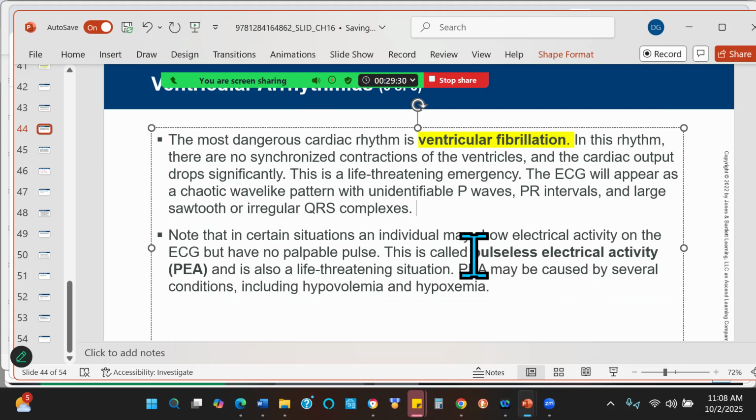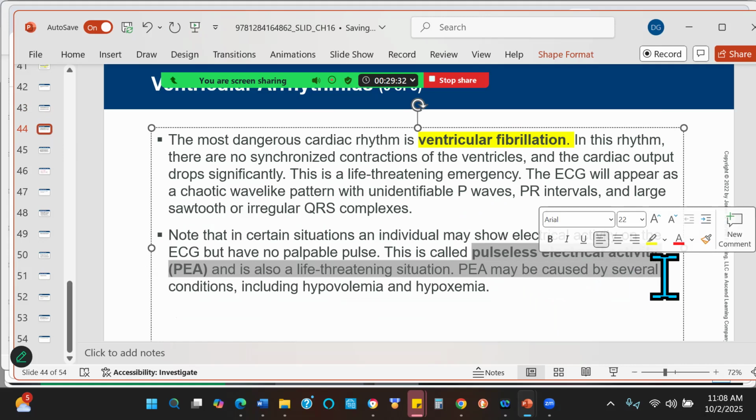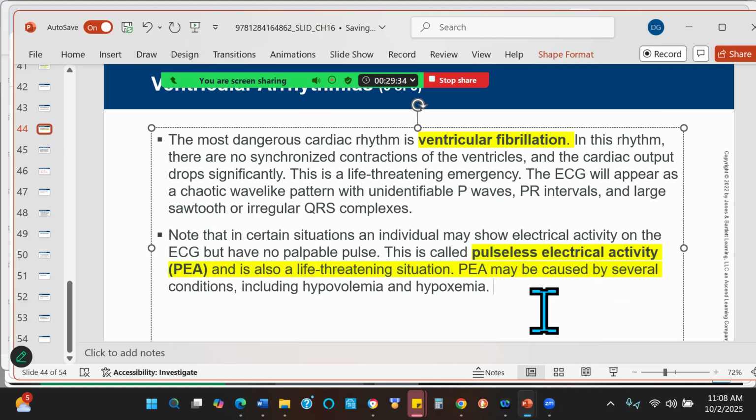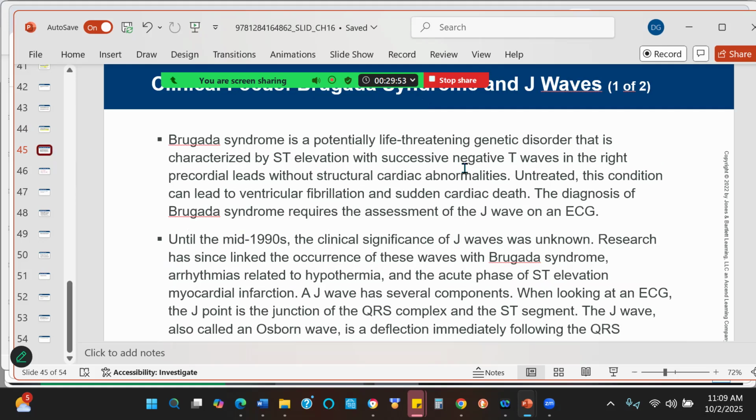There's also a rhythm called pulseless electrical activity, PEA. That one's kind of spooky because you see a rhythm on the monitor, but you don't feel any blood being pumped. There's no pulse, there's no blood pressure. So something else is causing that to happen because the rhythm looks pretty good on the monitor, but there's no blood flow. So we must find the reason that that's happening.